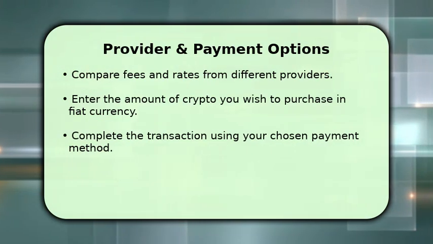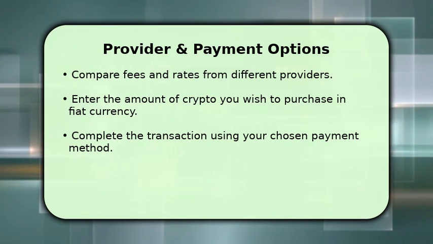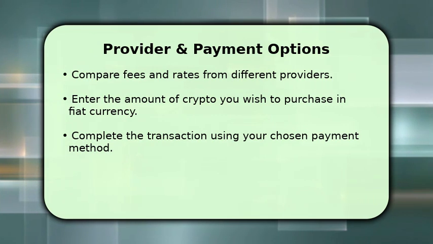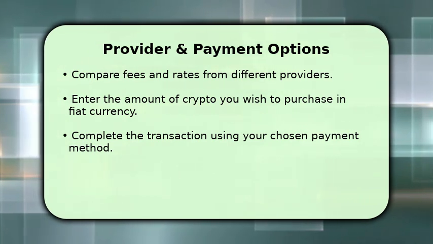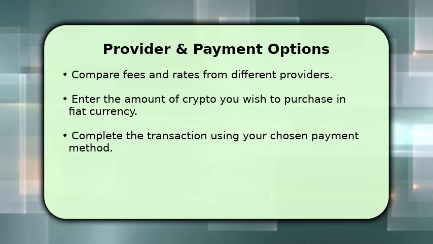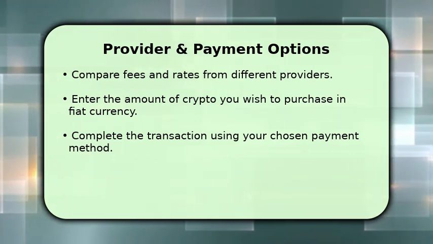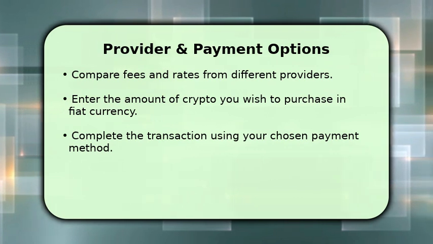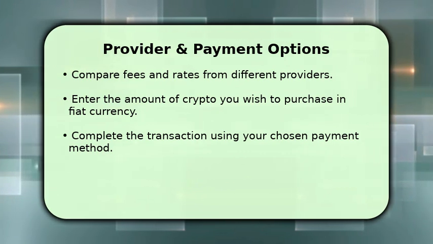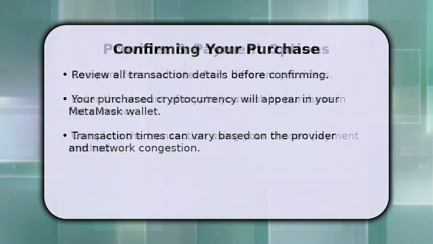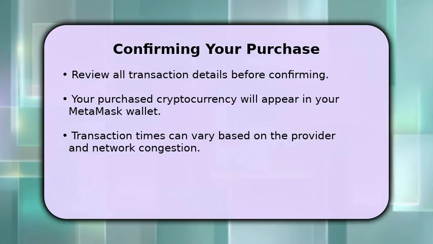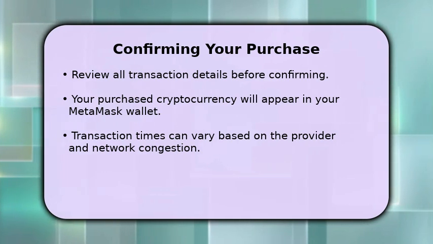After selecting your desired crypto and network, you'll see various providers offering quotes. It's wise to compare their fees and rates to find the best option. Then, input the amount of fiat currency, like $100, you intend to spend. You can use payment methods such as a debit card, credit card, bank account, or even PayPal, depending on your region and the provider. Once you've chosen a provider and entered your payment details, you'll be redirected to the provider's portal to finalize the purchase.